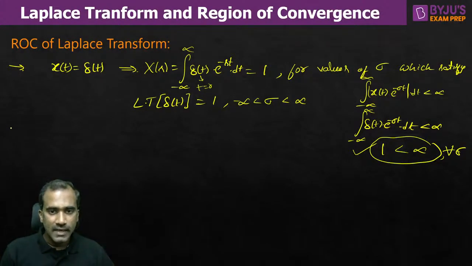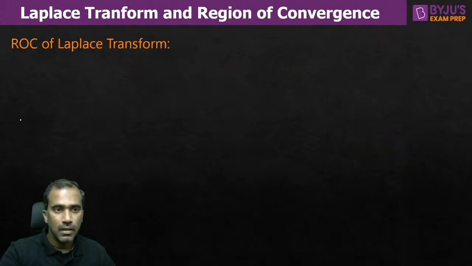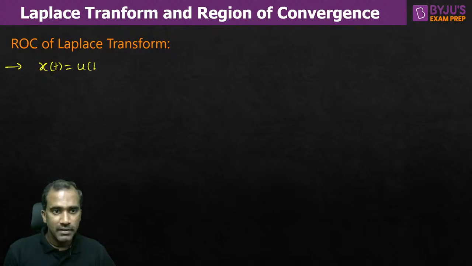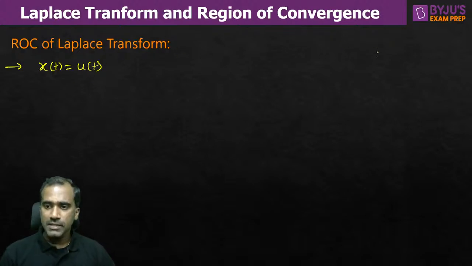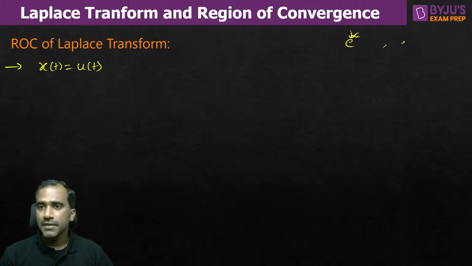Similarly, let us take the second example also. Let us take x of t equal to u of t. Understand carefully. Before talking about this, let me ask you some questions. What are the values of e power j infinity and e power infinity? Can you tell me? What is e power infinity? It is very clear that it is infinity, correct?